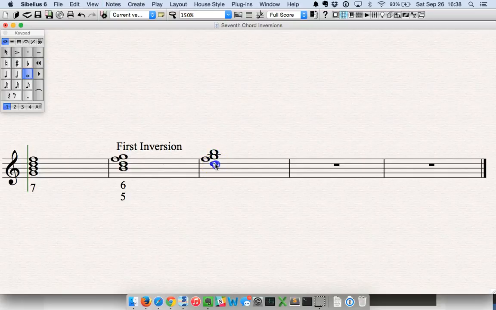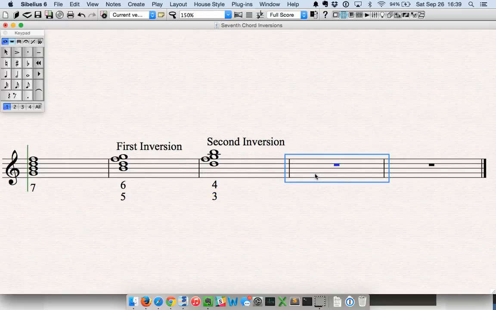Okay, so in second inversion, the fifth is the bass note, and the numbers that we're going to use in this case are 4, 3 for the BPS. And again, in second inversion, the bass note is the fifth of that chord.